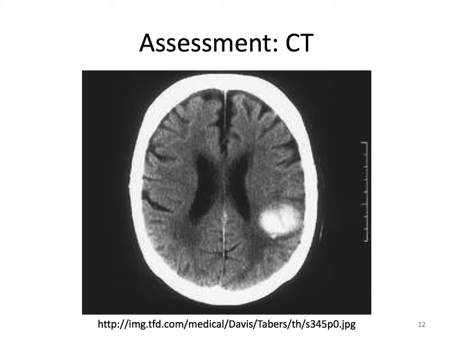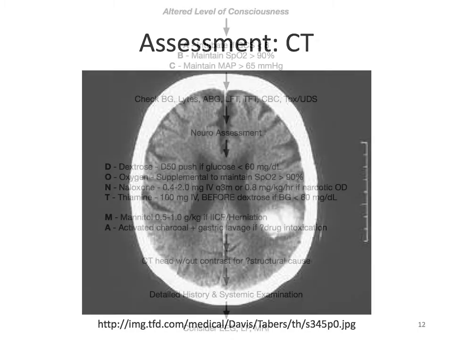A CT of the head without contrast is always the first form of imaging in the presence of any mental status change. In the cerebrovascular accident lecture, we will discuss why this is the case. For now, just know that the CT of the head can reveal any acute pathology that may have produced the altered mental status. This CT of the head reveals an intraparenchymal or intracerebral hemorrhage, often abbreviated ICH, indicated by the white area on the scan.